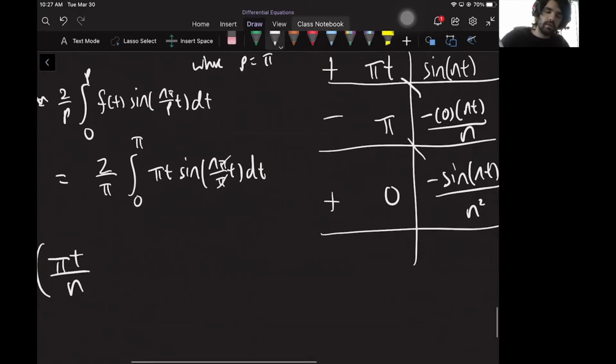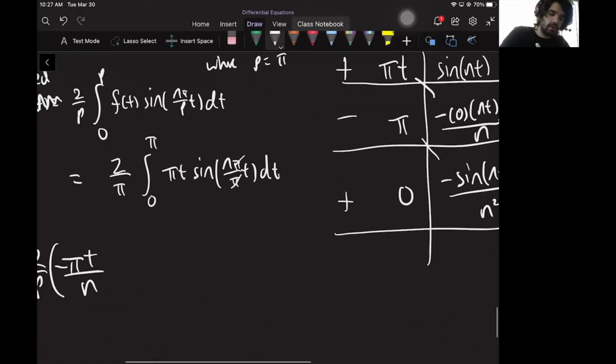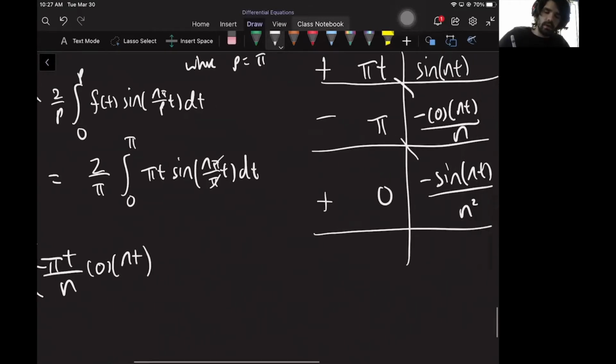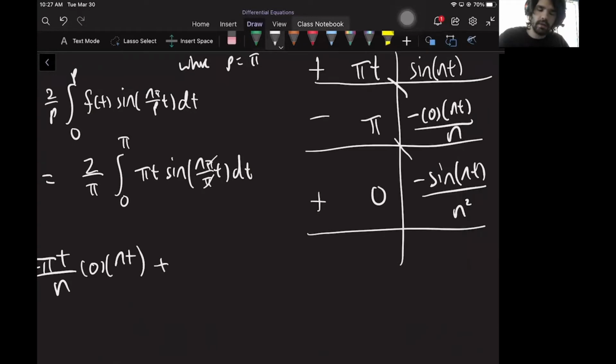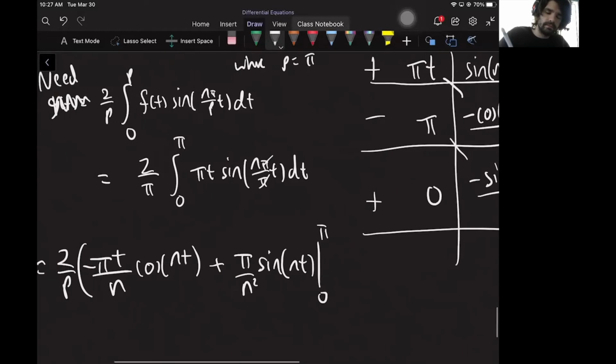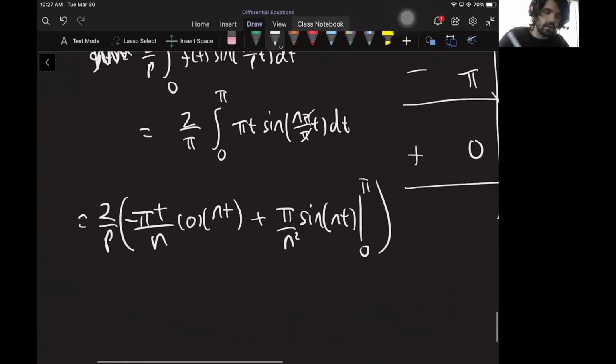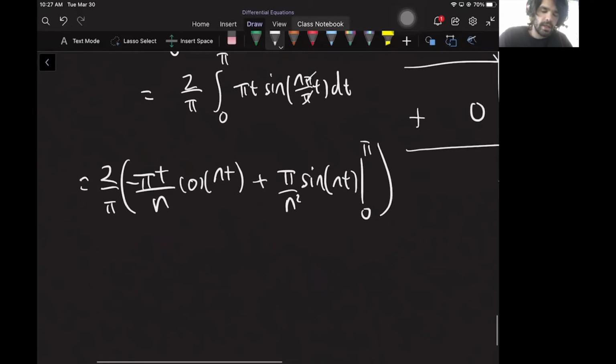And I guess there's a negative on that cosine, so I'll bring it out to the front. Cosine of nt. And then these negatives will cancel, so this will be pi over n squared sine of nt from 0 to pi. Oh wait, this p is already a pi. You could have left all the p's as p's before and then plug it in at the end, but either way is fine. Okay, so now I plug in pi.